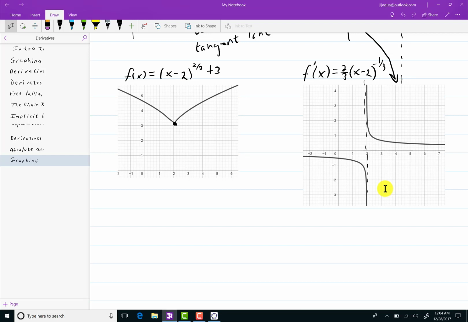So that situation is also something where you should be able to tell what's going on based on a little bit of analysis. The derivative is not going to be defined at that point, but you're going to see that you go from negative to positive as you go through that value. So that had a local minimum at (2, 3). Local and global minimum.